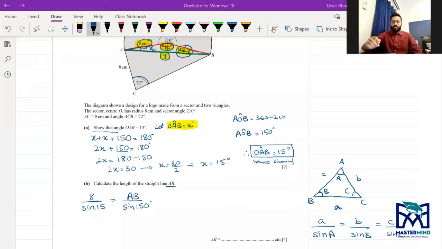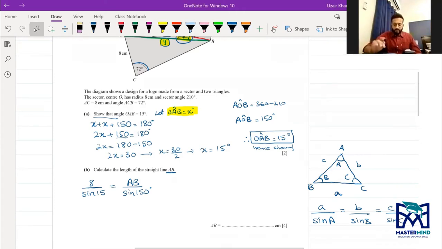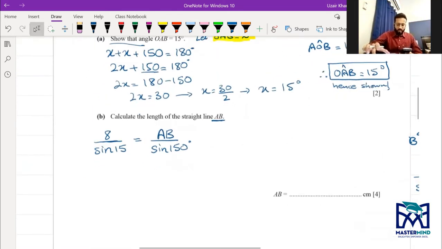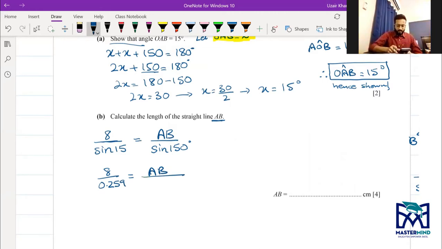Now, since this is paper 42, or the extended paper 2, you are allowed to use a calculator. So first I'm going to find out the values of sine 15 and sine 150. Sine 15 happens to be 0.259, so this is 8 upon 0.259. And sine 150 happens to be 0.5.